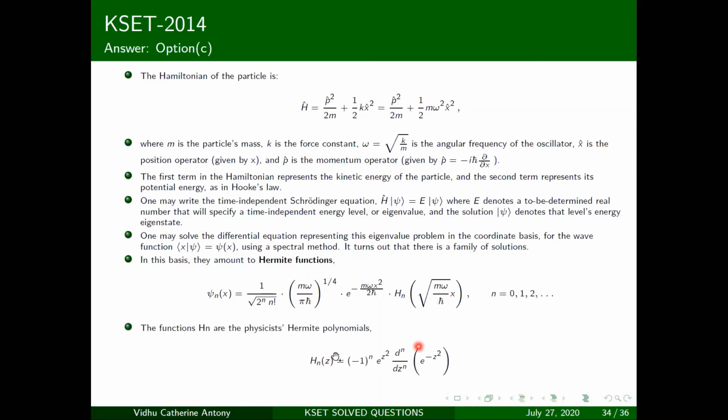And basically this is a generating function. You might have done this in your math methods. So minus 1 whole power n, e to the power of z square, d n divided by dz n, e to the power of minus z square. So this is how your generating function for the Hermite polynomial looks.